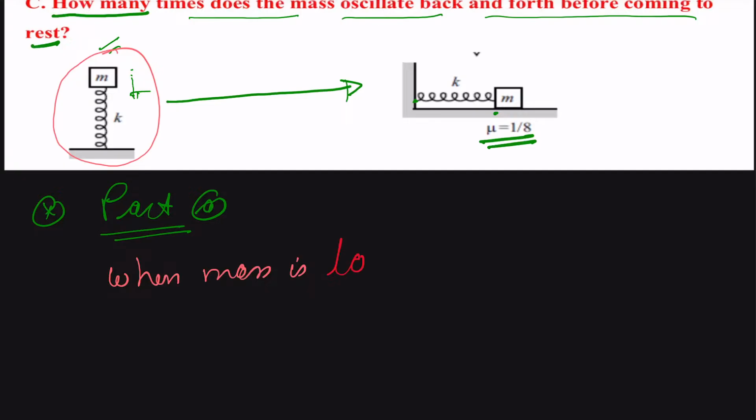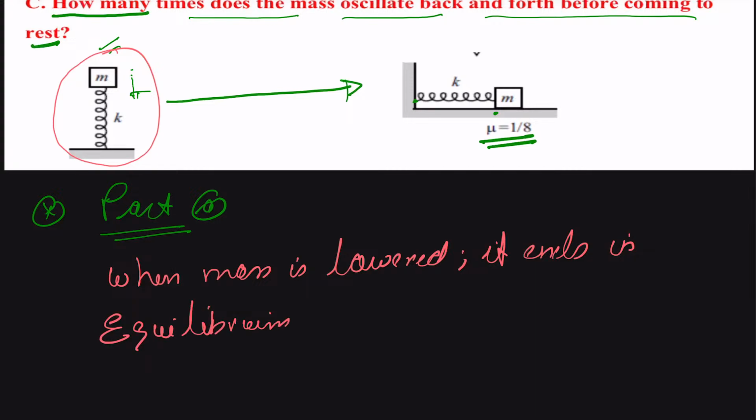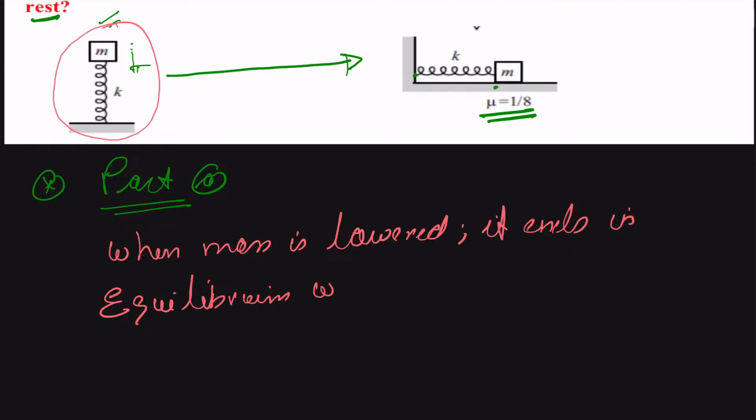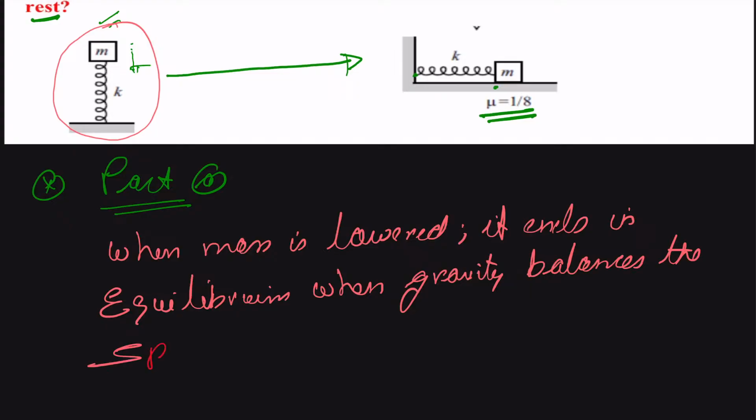When the mass is lowered, it ends in equilibrium when gravity balances the spring force.